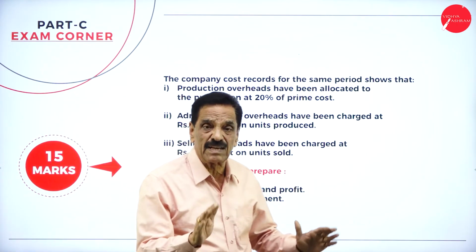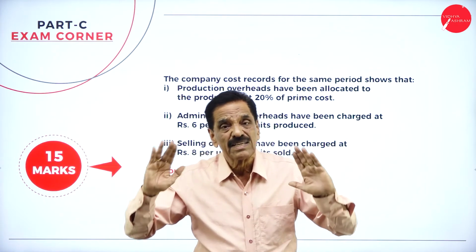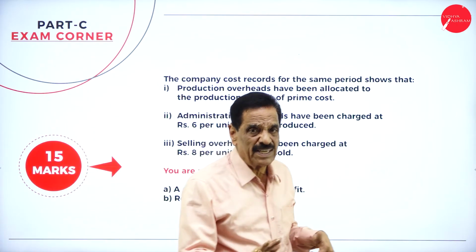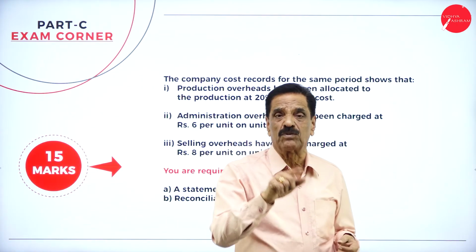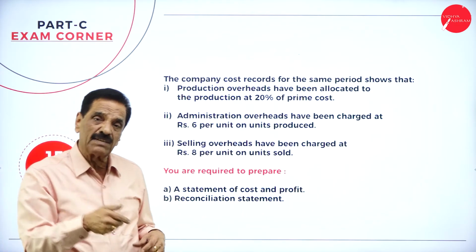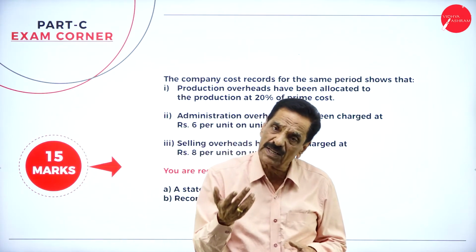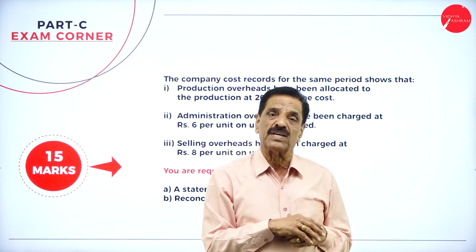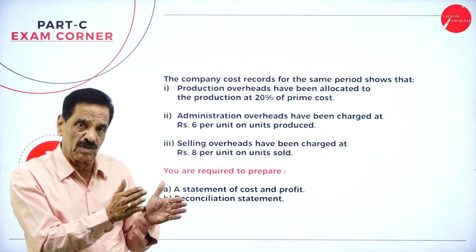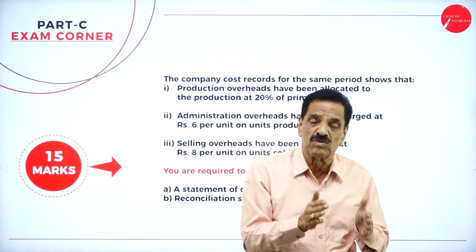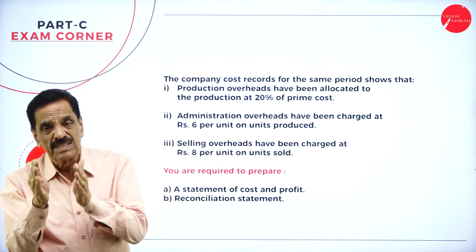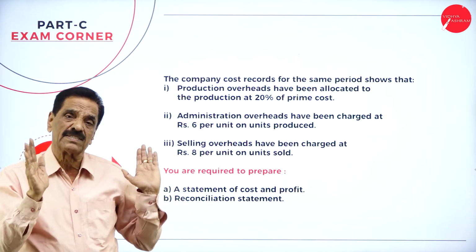I'll repeat the cost sheet once again. Direct material, direct labor, direct expense is the prime cost. Add factory expenses, add opening work in progress minus closing work in progress minus scrap sold, whatever the difference comes, that is called factory cost or works cost. Add office and administration expenses, that is the cost of production. Add opening stock of finished goods minus closing stock of finished goods, that is the cost of goods sold. Add selling and distribution expenses, that is the cost of sale. Add profit, that is the selling price.